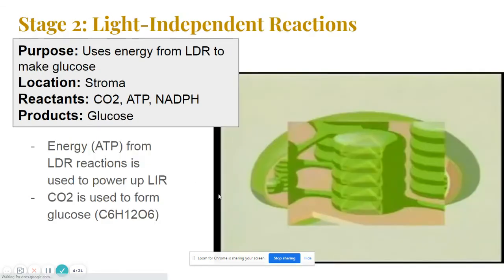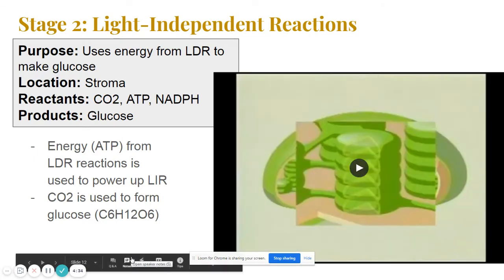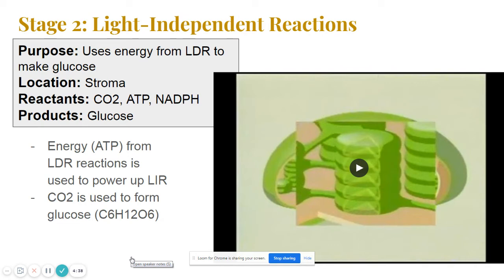Okay, so this takes us to the next stage, which is the light-independent reactions. Now, right away, we can figure out that there is no light involved during the light-independent reactions, okay? So light-independent reactions can happen without the presence of light.